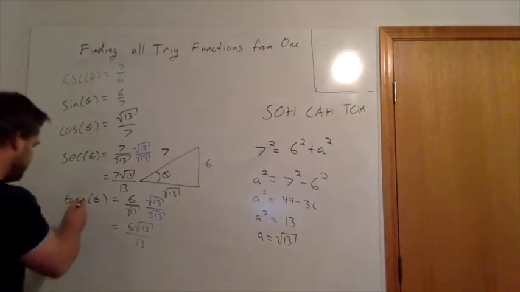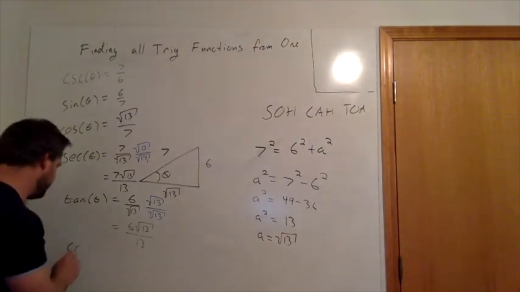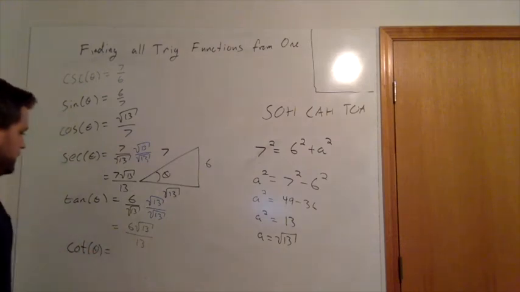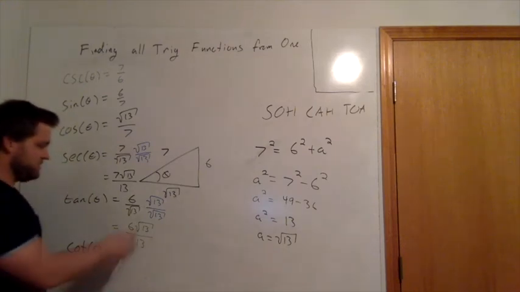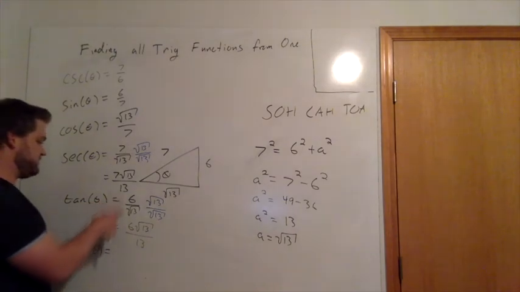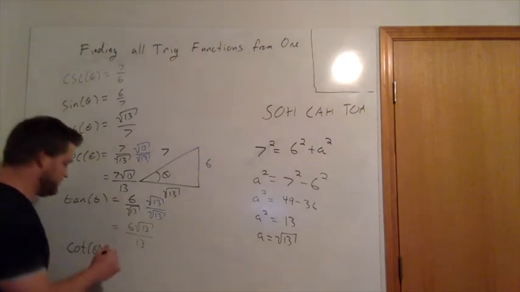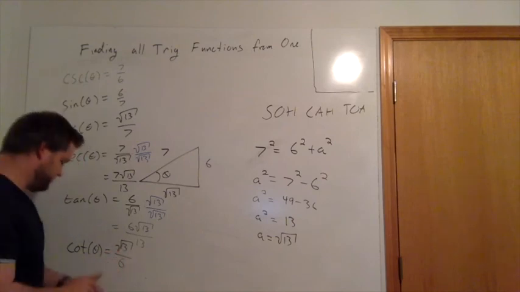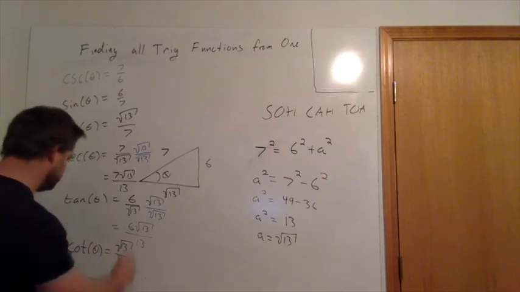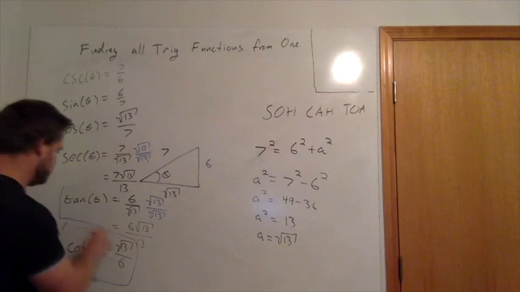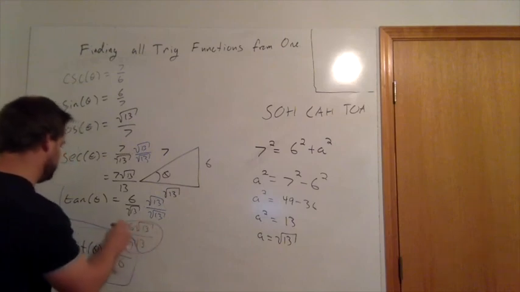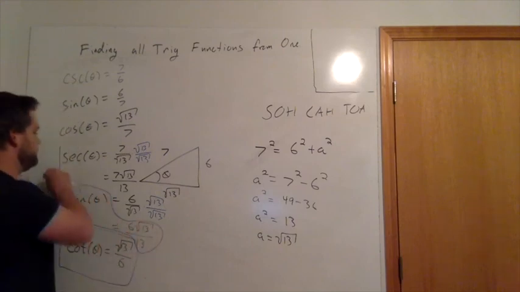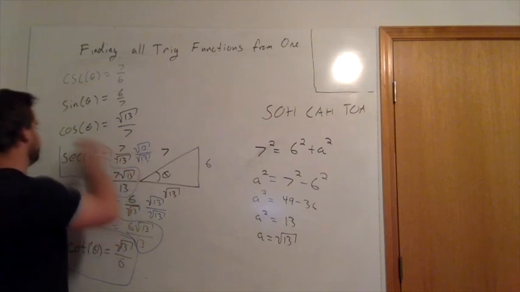So the last one we need to find is cotangent of theta. And just so I don't have to rationalize the denominator, tangent of theta is the same as 6 over root 13, so cotangent of theta will be root 13 over 6. So we have the values of our 6 trig functions.